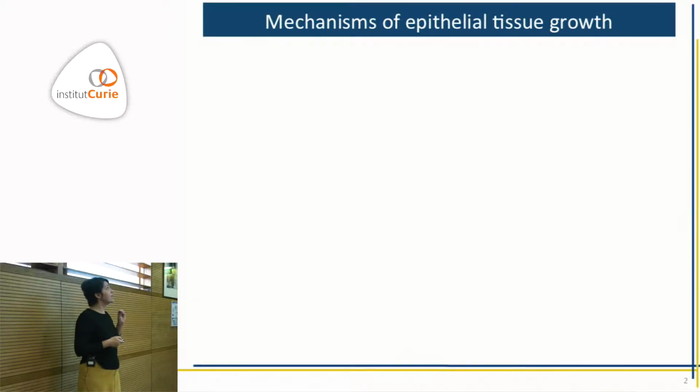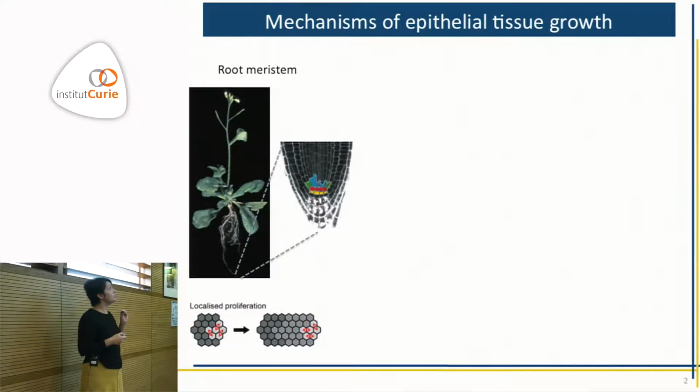For example, here you have the elongation of the root of the plants, which in this area that is pictured here, the mechanism that works is that you have the tissue that only at one side the cells are dividing. So you have localized proliferation that makes the tissue grow.